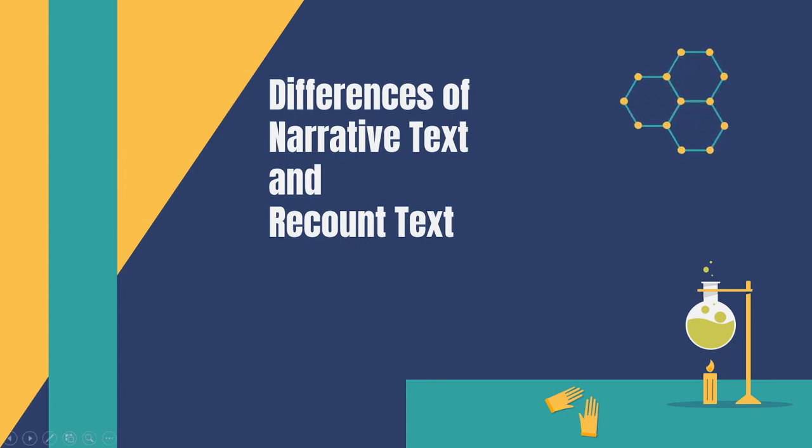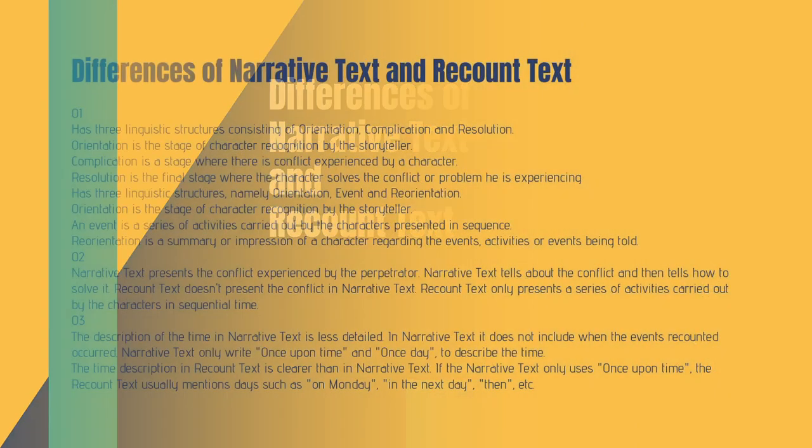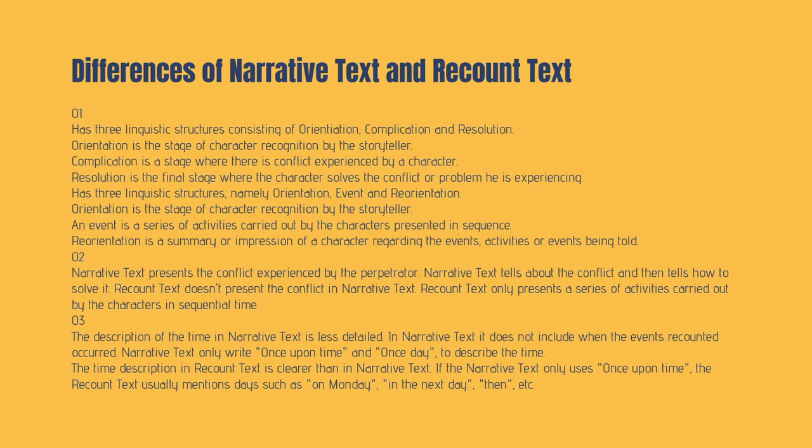The difference of narrative text and recount text. 1. Narrative text has three generic structures consisting of orientation, complication, and resolution. 2. Narrative text presents the conflict experienced by the characters. Narrative tells about the conflict and then tells how to solve it. Recount text doesn't present the conflict found in narrative text. Recount text only presents a series of activities carried out by the character in sequential time.